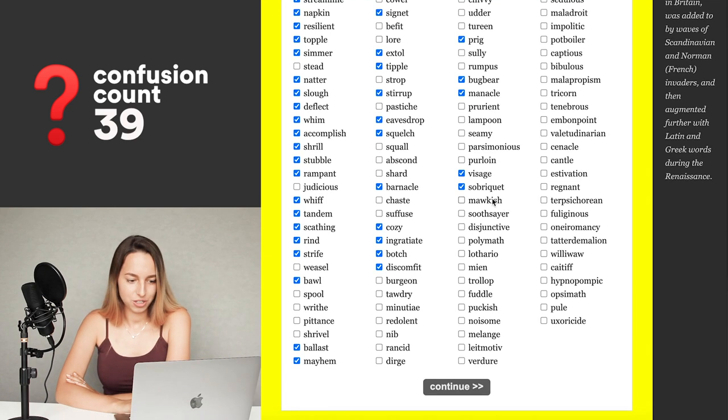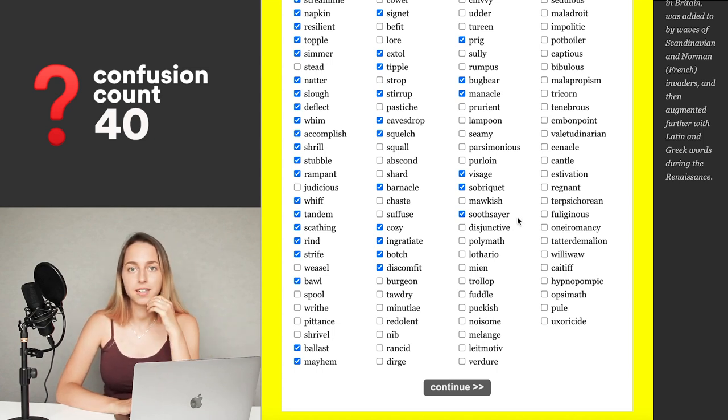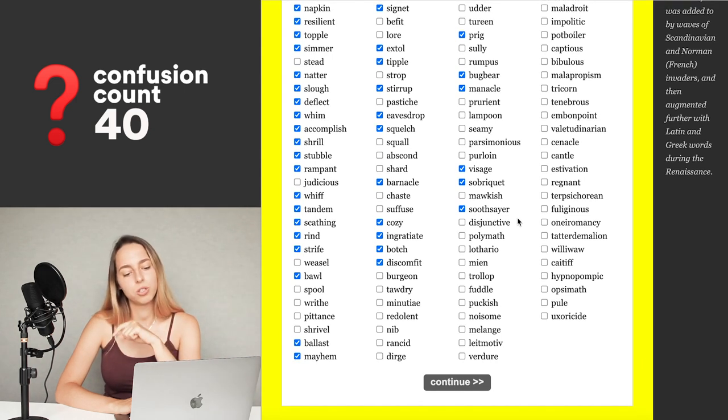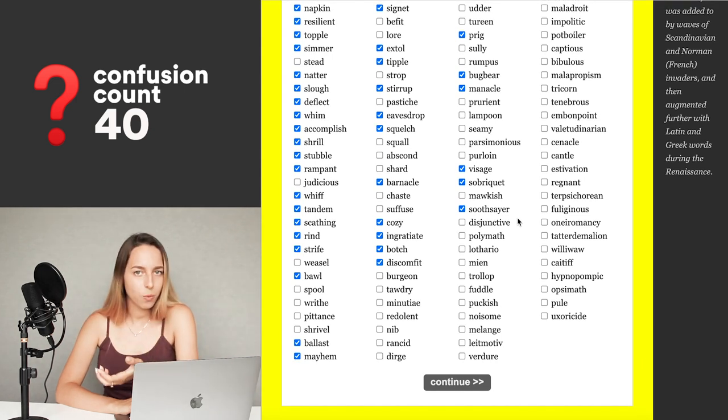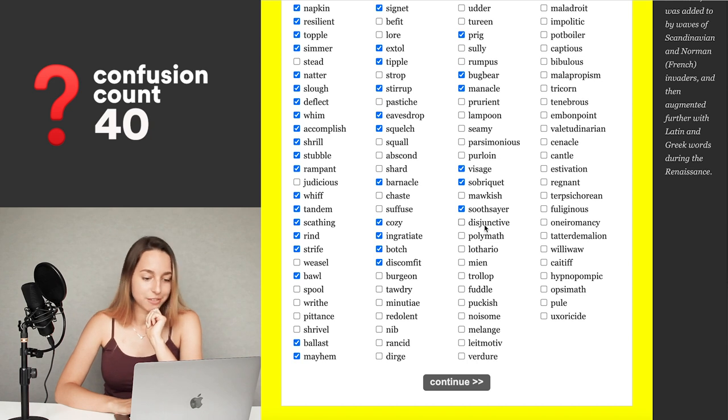Okay, a mokish. Not sure what that is. No, not gonna take that. A soothsayer. I know who that is. It's like a man who can predict your future, like a fortune teller. The etymology of this is that soothing someone means to calm someone down. Maybe a soothsayer is someone who tells the future, which is calming to people. I don't know. Disjunctive. Yes, polymath. Yes, Lothario. No.